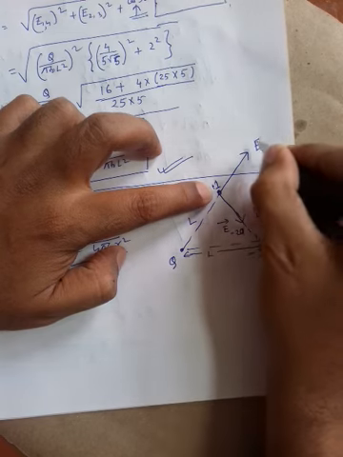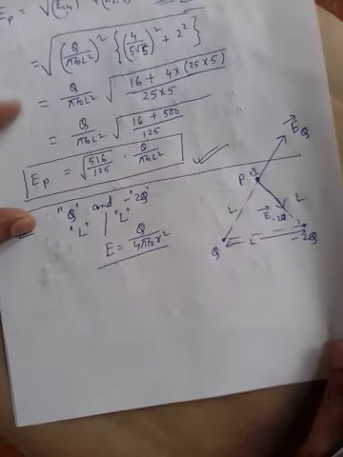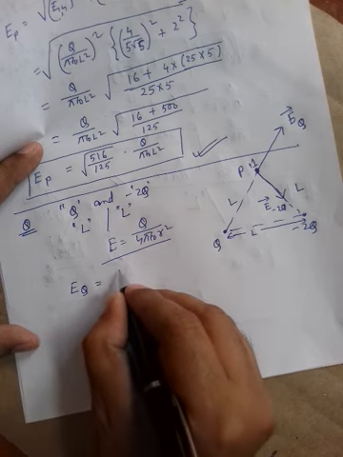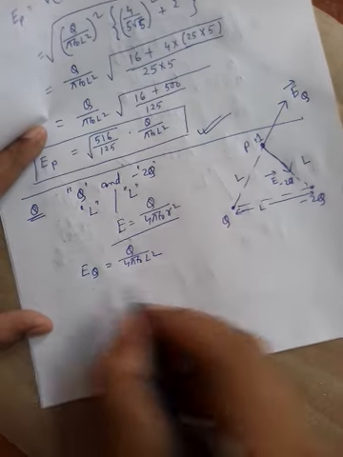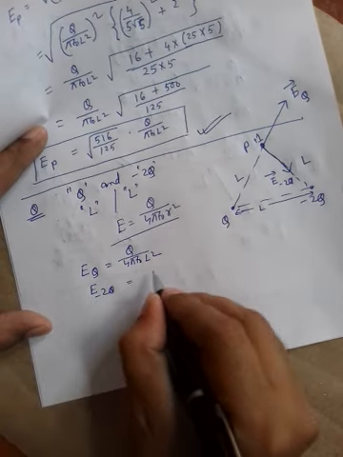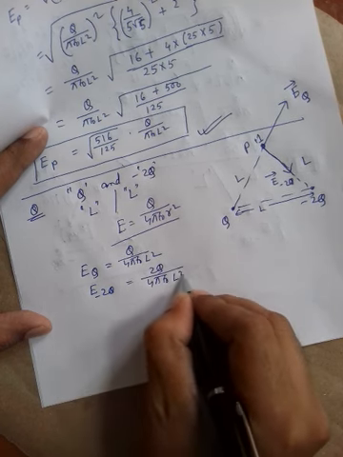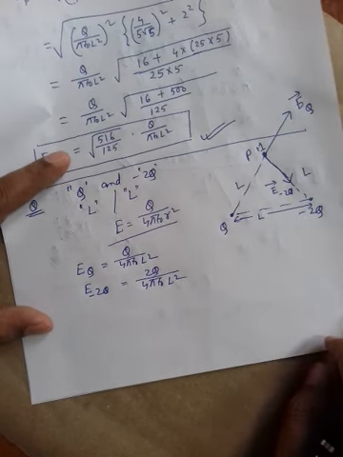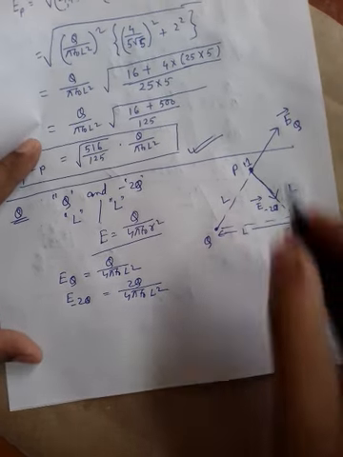Be careful: when you write the field, the direction is to be drawn, and when you write the value, there is no need to write plus or minus. So the field because of Q is Q by 4 pi epsilon naught L square. The field because of minus 2Q, when you write the value, is 2Q by 4 pi epsilon naught L square. Be careful: the plus or minus sign of the charge need not be written. Instead, you should show the direction. Plus or minus only contributes to direction.